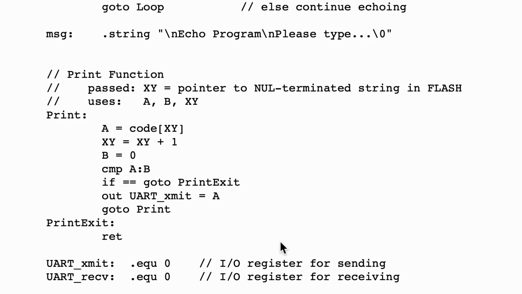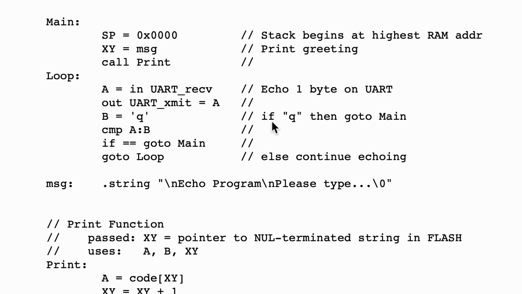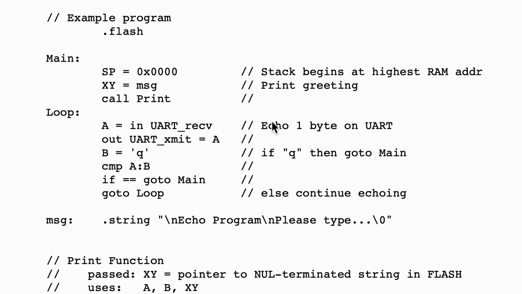This might be useful if we ever intend to port this program and other registers will be used. It's also useful in documenting the code. So let's go back up here to the top, and we see that we are reading a character from the UART, placing it into the A register.